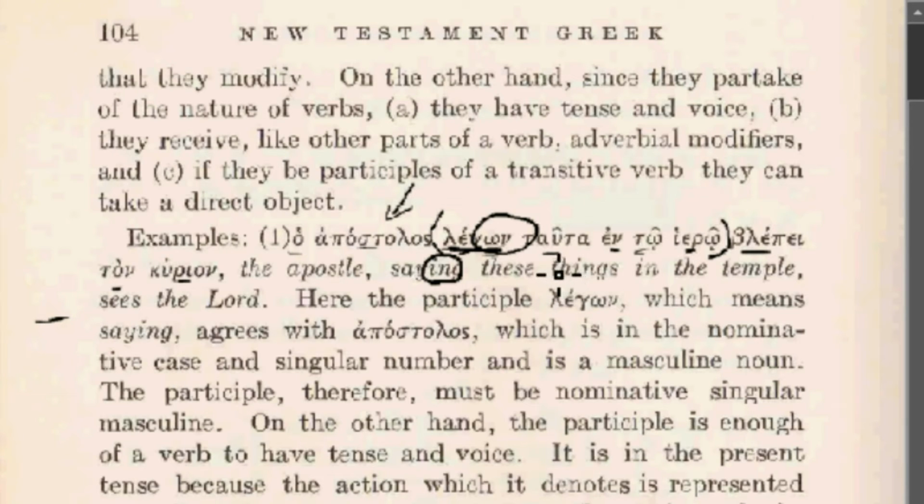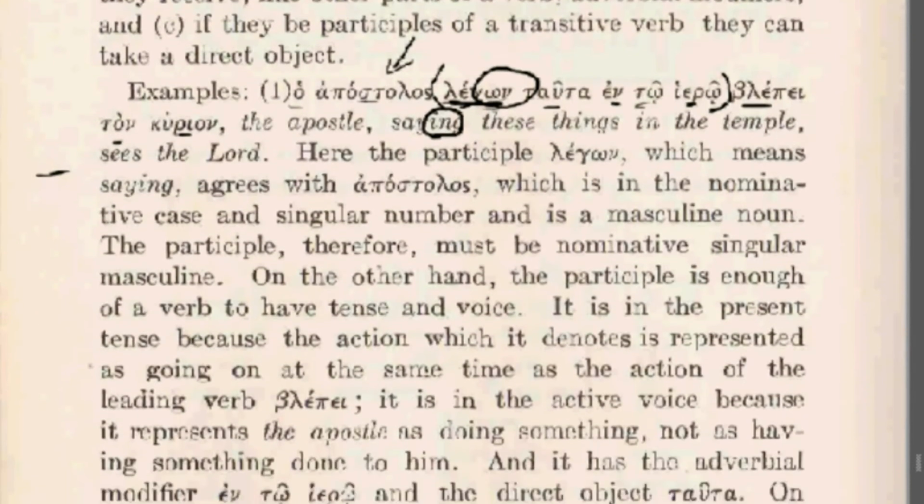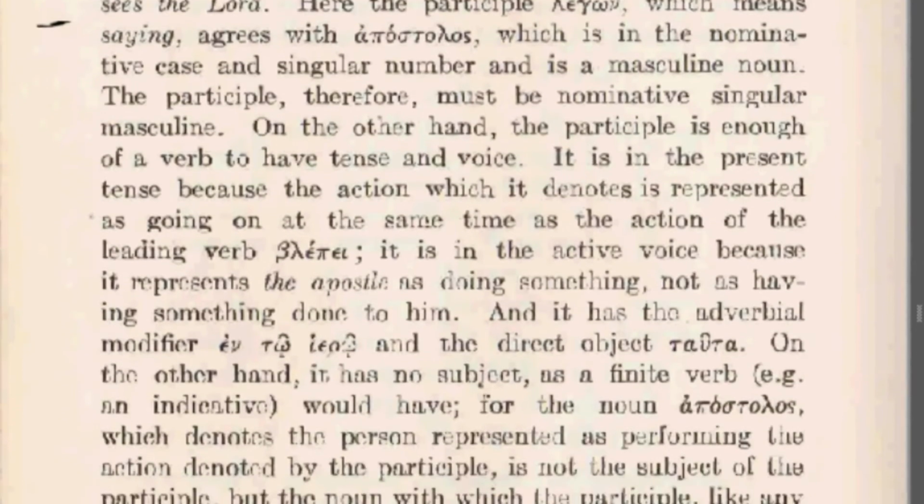Now, I'm going to mention to you that, generally speaking, to make it clear in English who you're talking about, you might want to put it more on the order of the apostle, while saying these things in the temple, sees the Lord. The present participle tends to emphasize action taking place at the time of the leading verb. But that's the basic idea. That should get you going. Let's take a look at the next of these examples.